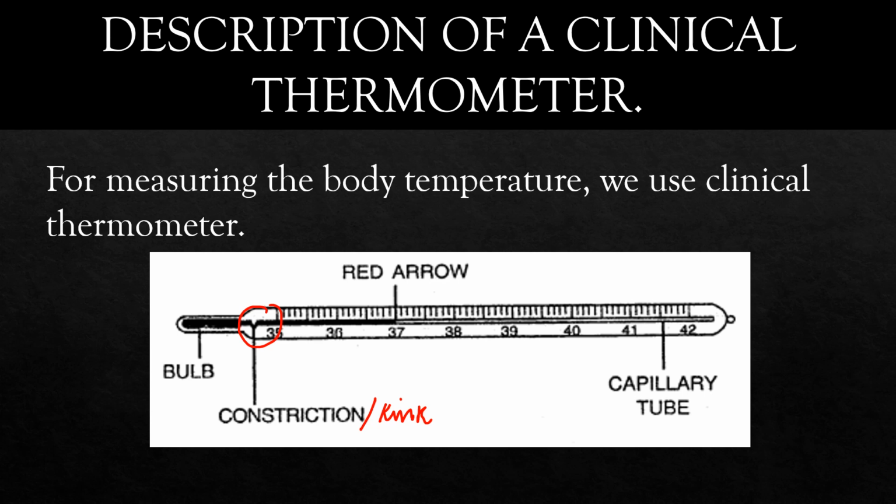The normal temperature of the human body is 37 degrees Celsius. When a person gets fever, his body temperature rises. The clinical thermometer has a range of temperature from 35 degrees Celsius to 42 degrees Celsius, as the temperature of the human body normally does not go below 35 degrees Celsius or above 42 degrees Celsius.